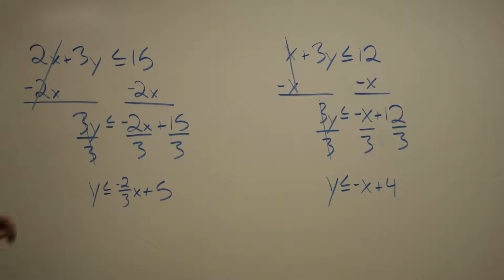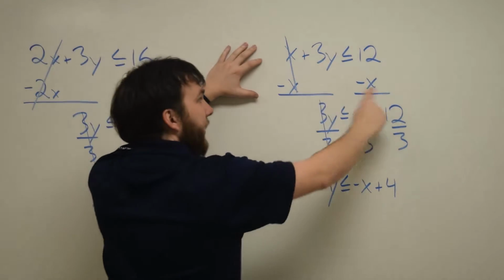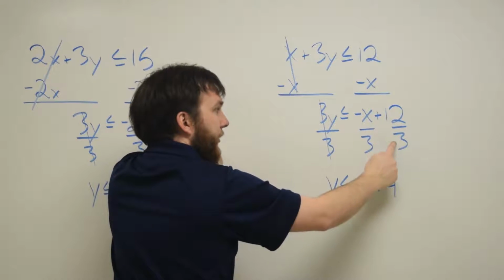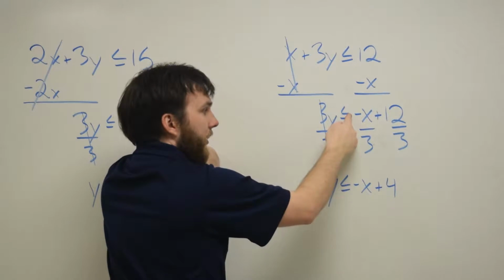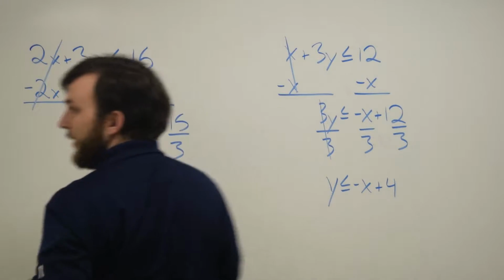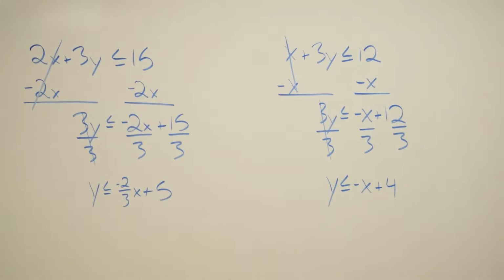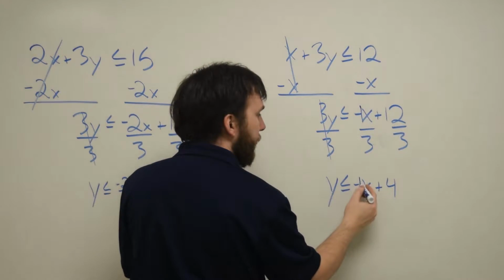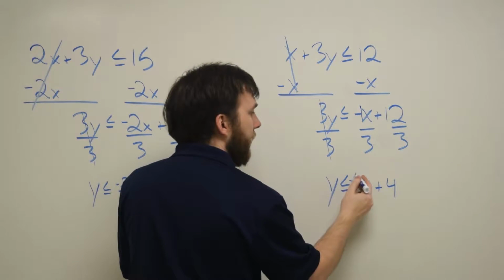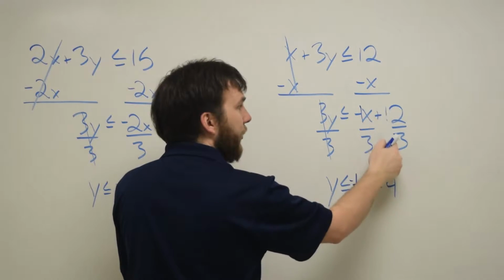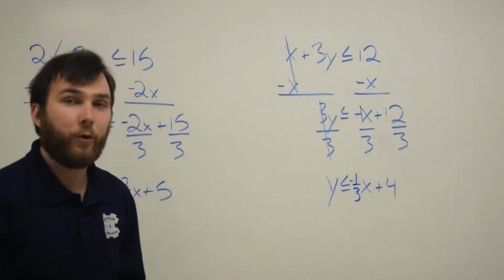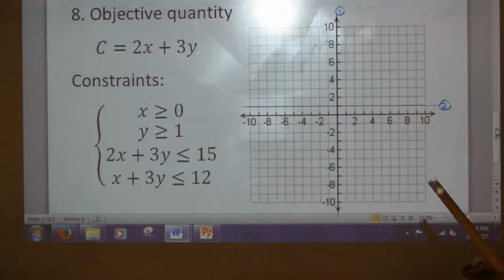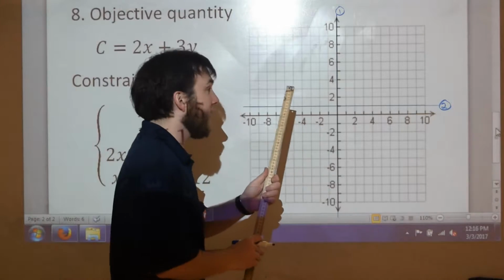On the fourth equation, subtract x from both sides. Divide all three terms by 3, cancels out there. I need to fix that. Hang on. That is negative 1 over 3. And then 12 divided by 3 is 4. Now we're ready to graph them. Then we can shade, plug it in. Now that we have y by itself, we can graph it.